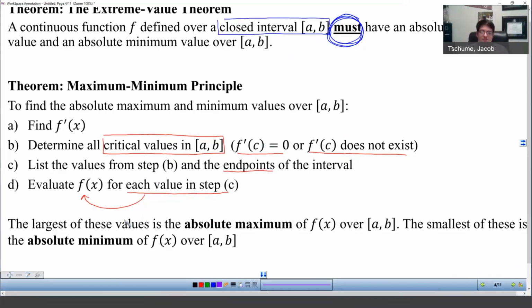Whichever one of these numbers gives you the largest value is your absolute maximum, versus the smallest value you get will be your absolute minimum. And when we get to our first problem and we answer it, I'm going to talk through a little bit about how we'll answer these questions, because it will be a little bit different when you get to your homework and quiz. But these are the steps we're going to go through. That's the bulk of what this section is: how to find absolute max and mins.